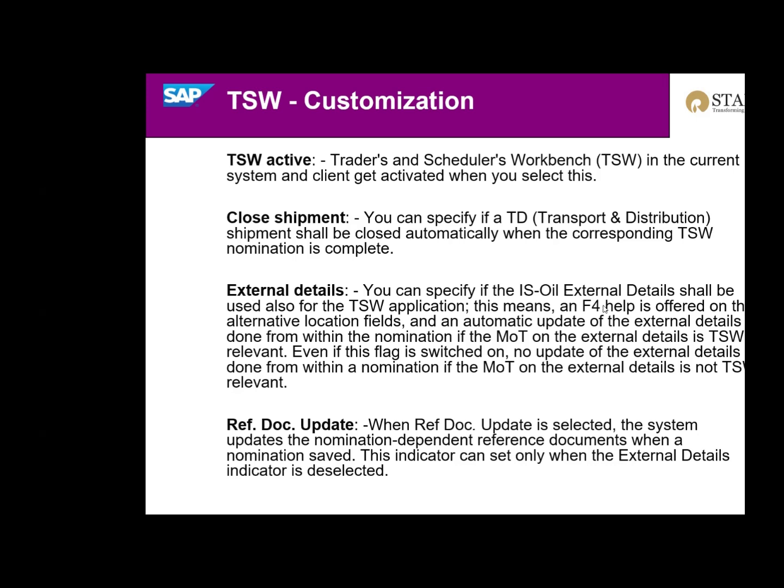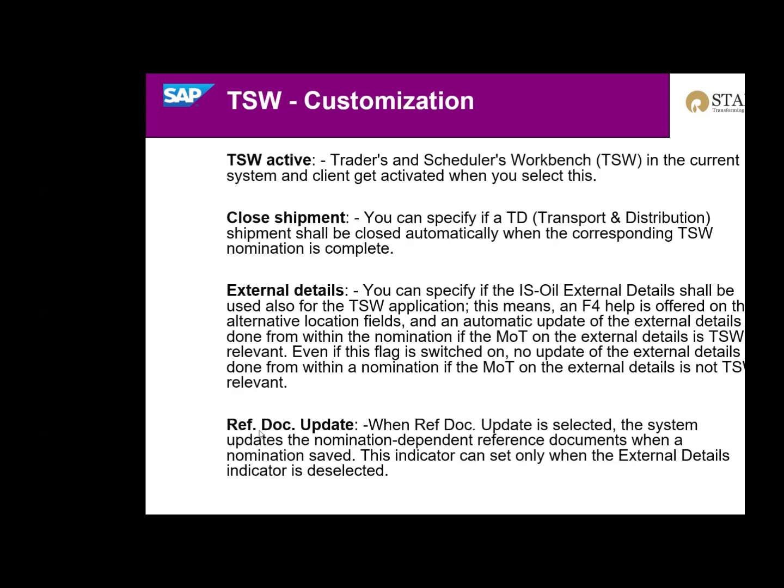External details. You can specify if ISL external details shall be used also for TSW application. This means that F4 help is offered on the alternative location fields, and automatic update of the external details is done from within the nomination if the MOT on the external details is TSW relevant. Even if this flag is switched on, no update of the external details is done from within the nomination if the MOT on the external details is not TSW relevant. That is the implication of ticking these external details.